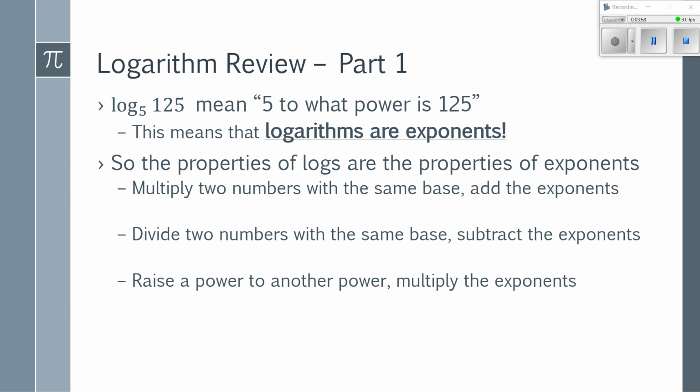Coming up next will be logarithms, and there'll be a few videos to go over that.